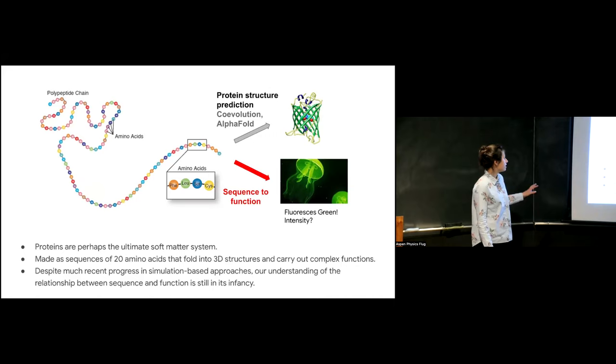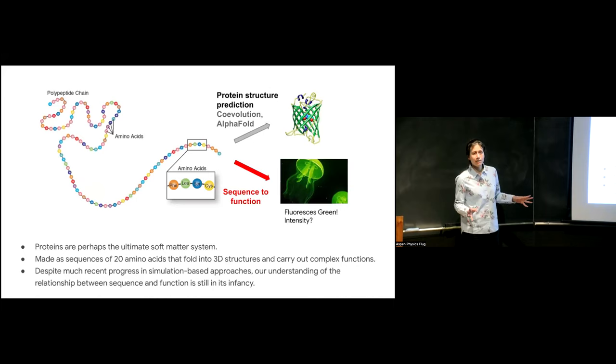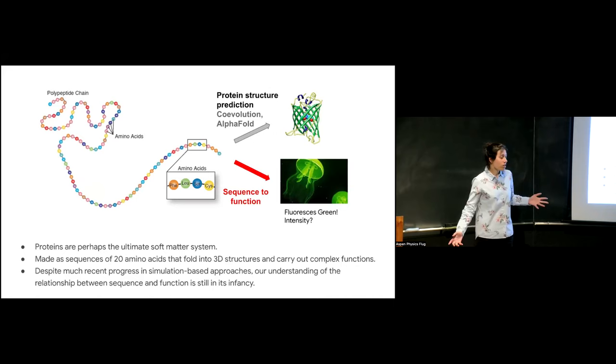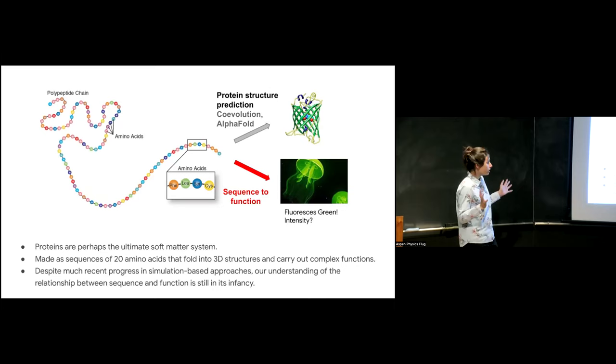And so proteins are perhaps the ultimate soft matter system. They have an amazing range of abilities, and we have basically no idea how they work. If I make a bunch of changes to that sequence, it's really difficult to predict what will happen to the protein. And if I make up a random sequence of amino acids, typically that won't result in a functional protein, but we don't have a good idea of what fraction of the space of possible sequences corresponds to functional proteins. It's all out there to be discovered.